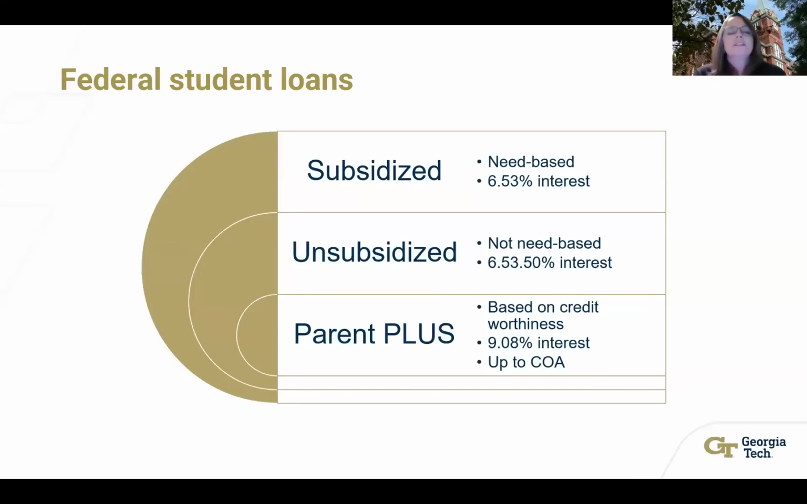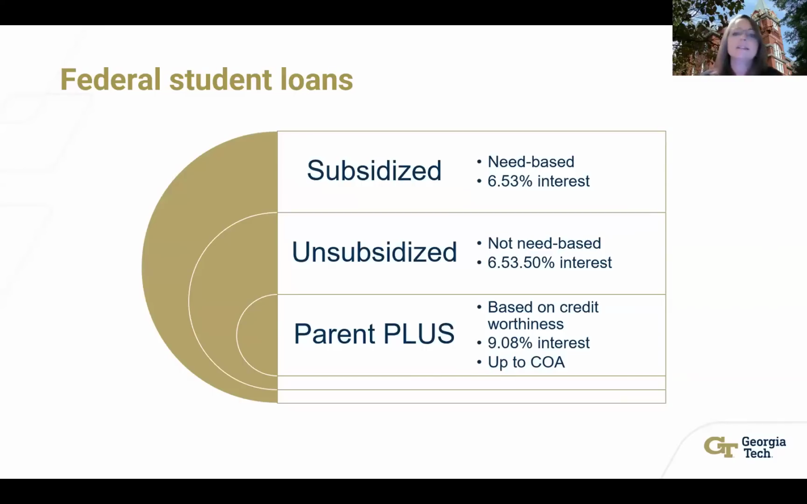The next type of self-help aid is the Federal Student Loan Program. There are three different kinds of federal loans. There's the subsidized loan, unsubsidized, and the Parent PLUS loan. The subsidized and unsubsidized are student loans that are borrowed in the student's name. The subsidized loan is need-based, and it has an interest rate this year of 6.53%. The word subsidized means that the government is subsidizing the interest while the student is enrolled in school. So it's an interest-free loan while you're enrolled. The interest does begin to accrue after you've graduated or if you've dropped below half-time enrollment status.